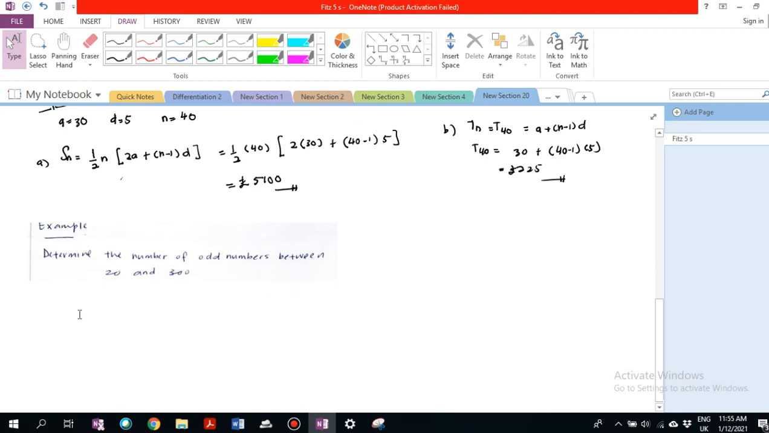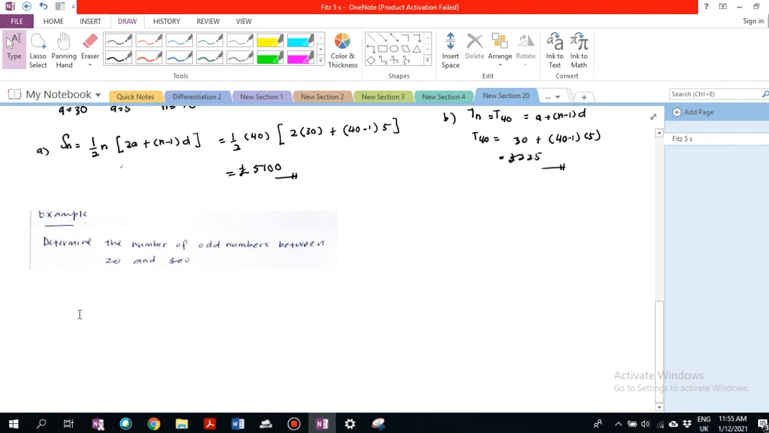Determine the number of odd numbers between 20 to 30. So we can start with 20. What is the first odd number? You know that the first odd number is 21, the second odd number is 23, the third odd number is 25, and the rest, it will end at 299, the odd number.